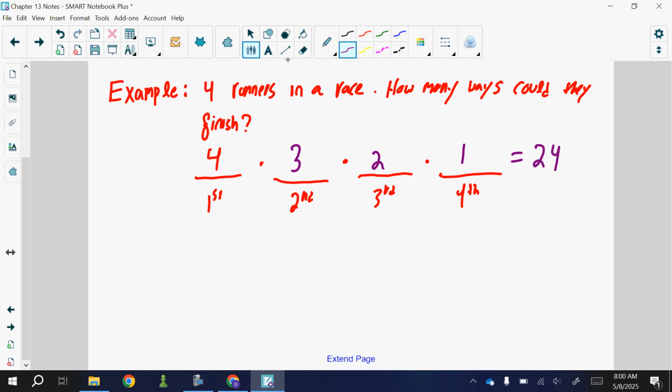Now let's take the same situation. Say I changed it to 5 runners. And say now that I only care about if they get first, second, and third place.